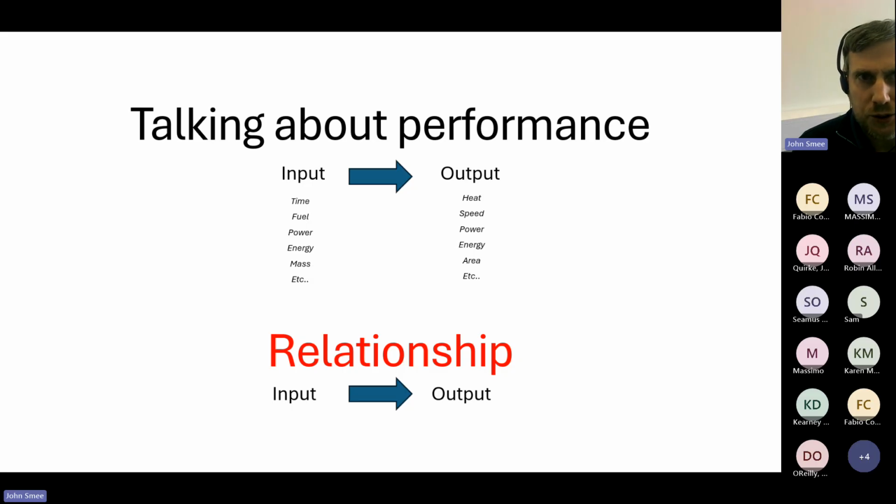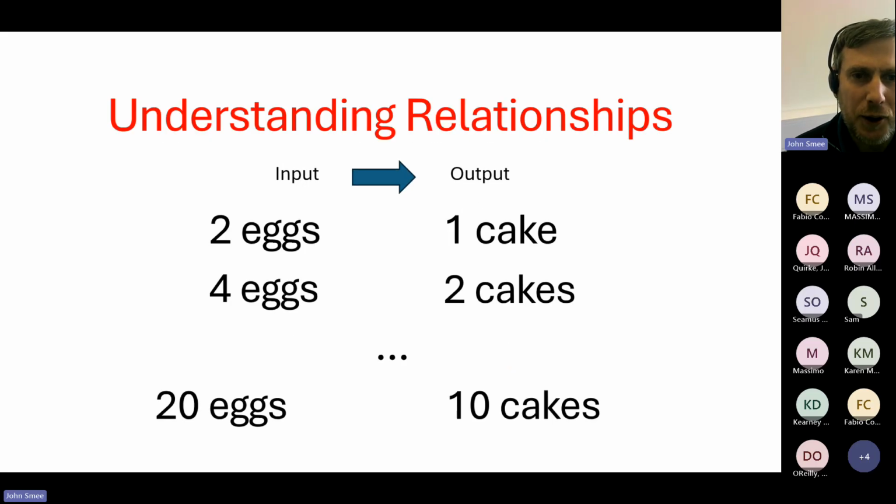So what I'm going to do is talk about some very simple real-world, non-pump related examples of these input-output relationships, to introduce the concept of understanding them and maybe graphing them mathematically. Take a very simple baking relationship, where you're making cakes and you know that it takes 2 eggs to make a cake. If we have 4 eggs, we can make 2 cakes. With 6 eggs, 3 cakes, and all the way forward to 20 eggs, 10 cakes.